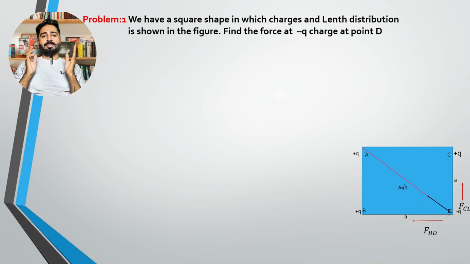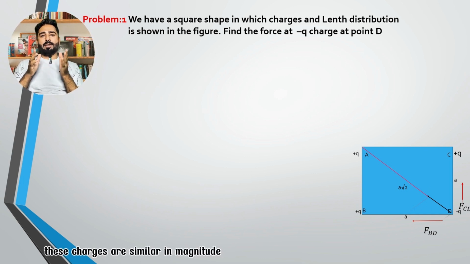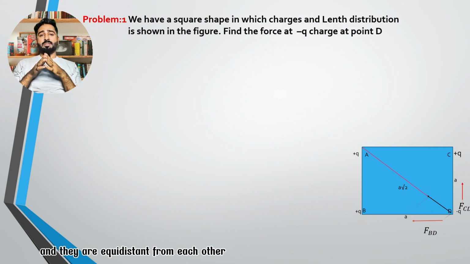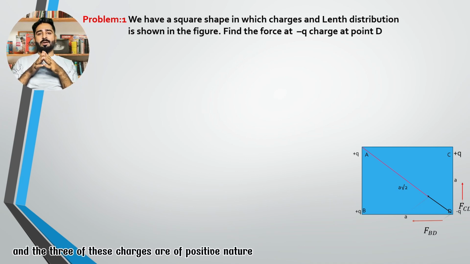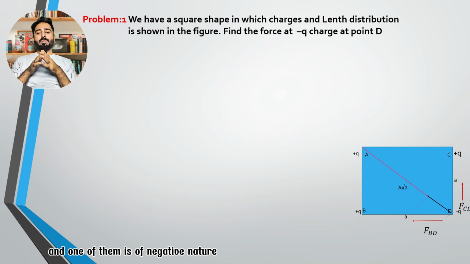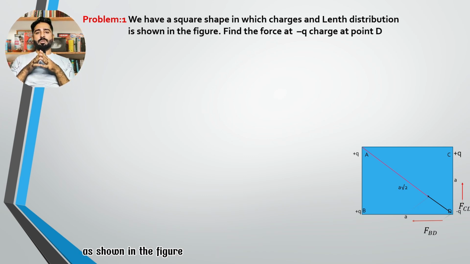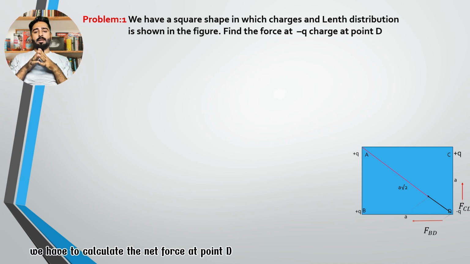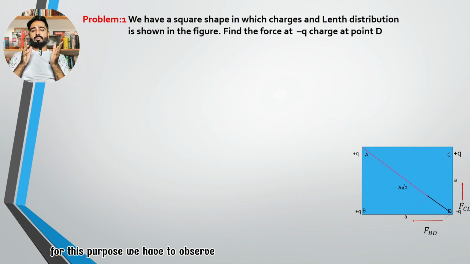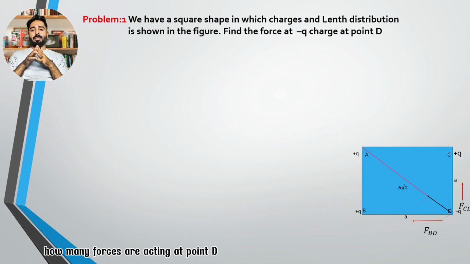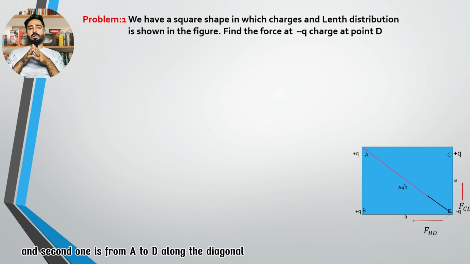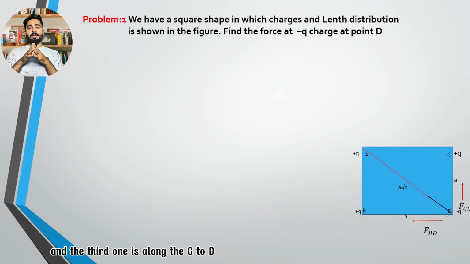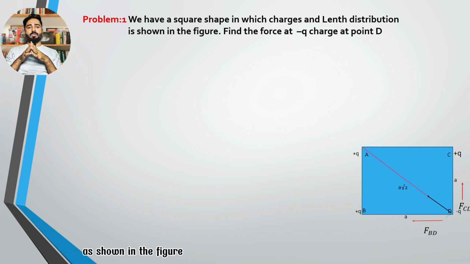These charges are similar in magnitude and they are equidistant from each other along each length of the square, and three of these charges are of positive nature and one of them is of negative nature as shown in the figure. We have to calculate the net force at point D. For this purpose, we have to observe how many forces are acting at point D. In the figure, one force is from B to D, and second one is from A to D along the diagonal, and the third one is along the C to D as shown in the figure.